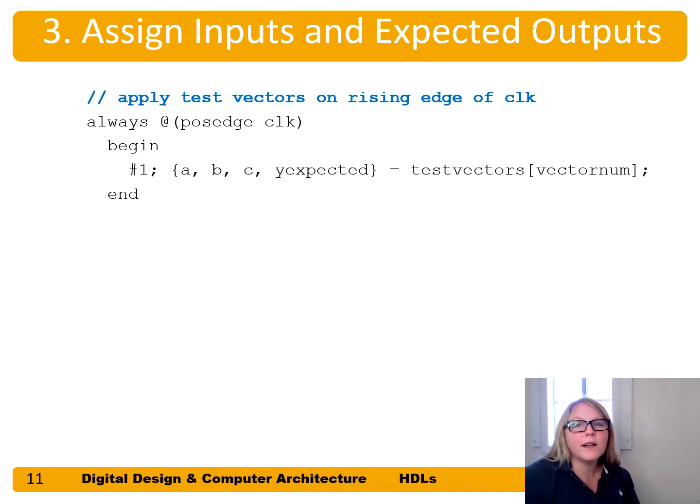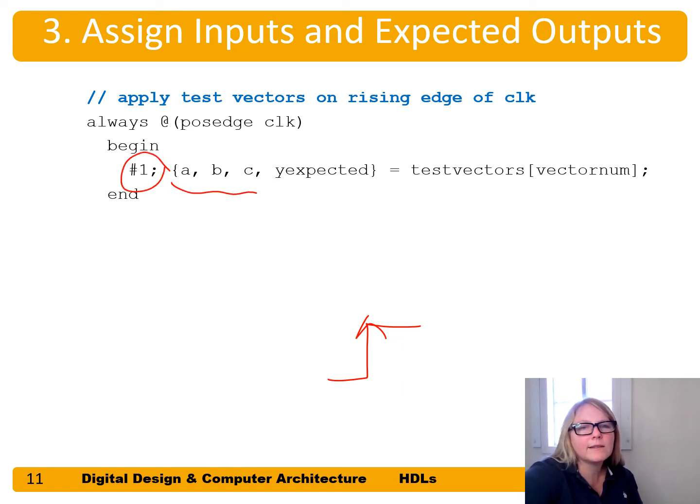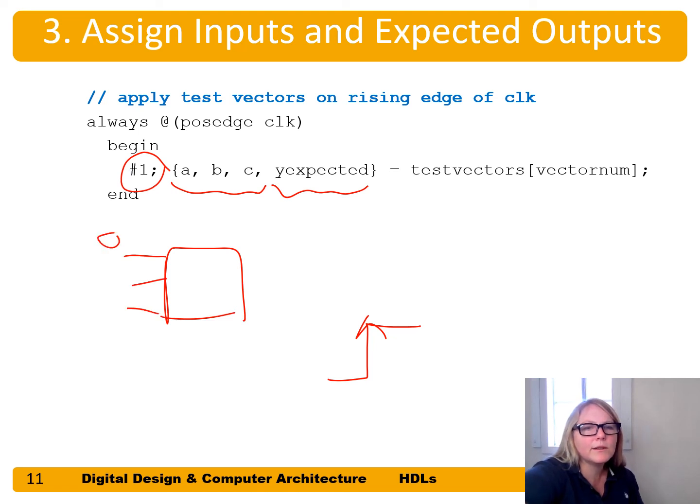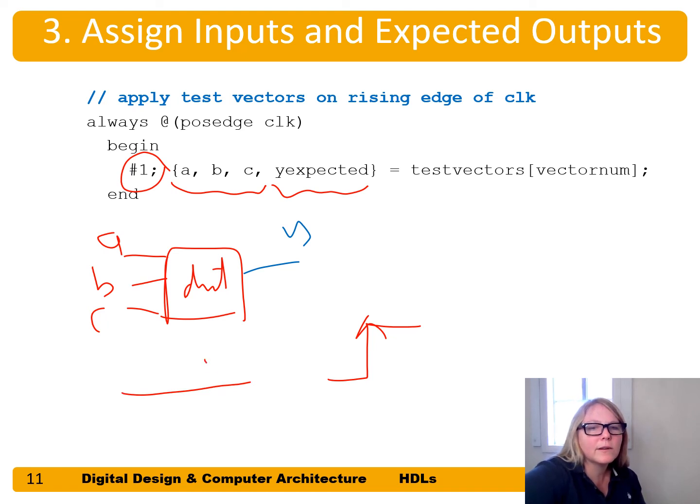Okay, so we're going to apply the test vectors on the rising edge of the clock. So always at posedge clock, we're going to delay just one tick and say, okay, I'm going to assign ABC and the expected value of y. So ABC is assigning the inputs to the device under test, but it is not assigning the output y. That will be driven by the device under test itself. But it is assigning this extra wire over here that's called y expected.